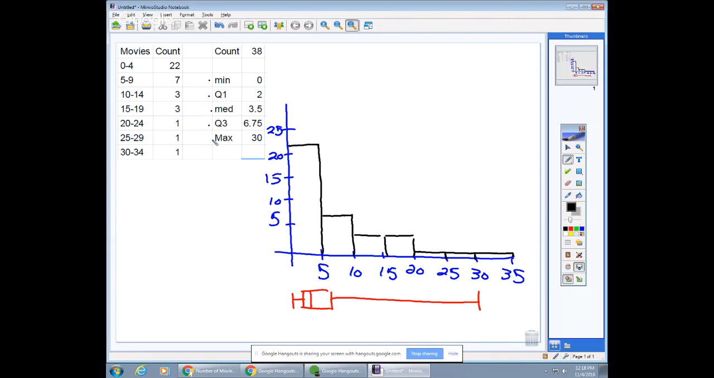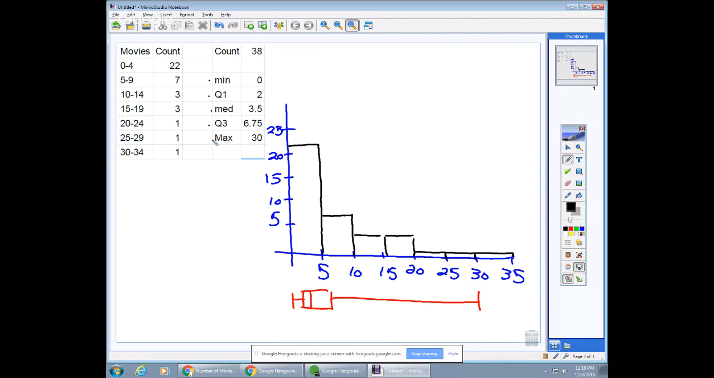So what does it mean to be Q3? Our Q3 is 6.75. What does it mean to be Q3? Yeah, 75% of the data is at or below 6.75 movies. Now, you can't watch 6.75 movies. Well, I guess you can, you just don't finish it. But here we're counting whole numbers of movies. So that means 75% of the people watch 6 or 7 movies or fewer is what we would interpret that as, okay?